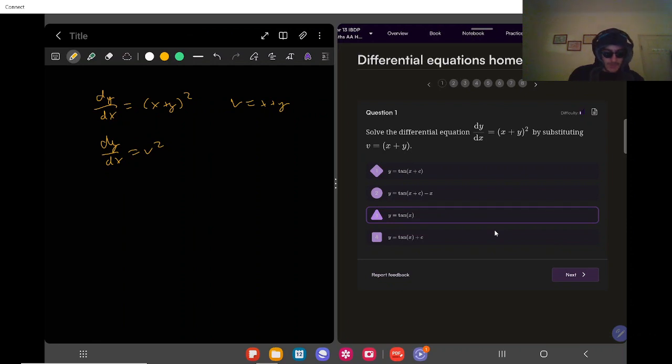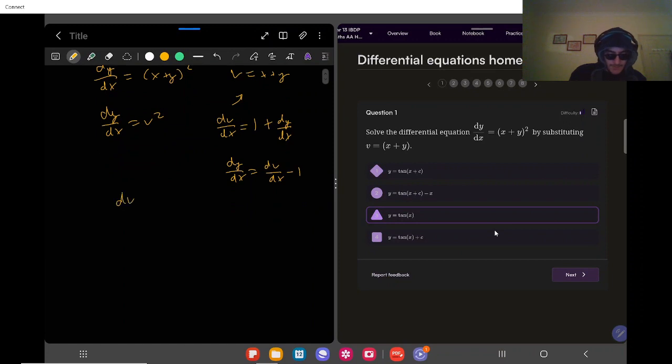If you take the derivative of both sides, because I want dy by dx, with respect to x, v gives dv by dx, and x with respect to x is just 1. Solving for dy by dx, dy by dx equals dv by dx minus 1. So dv by dx minus 1 equals v squared, and dv by dx equals v squared plus 1.